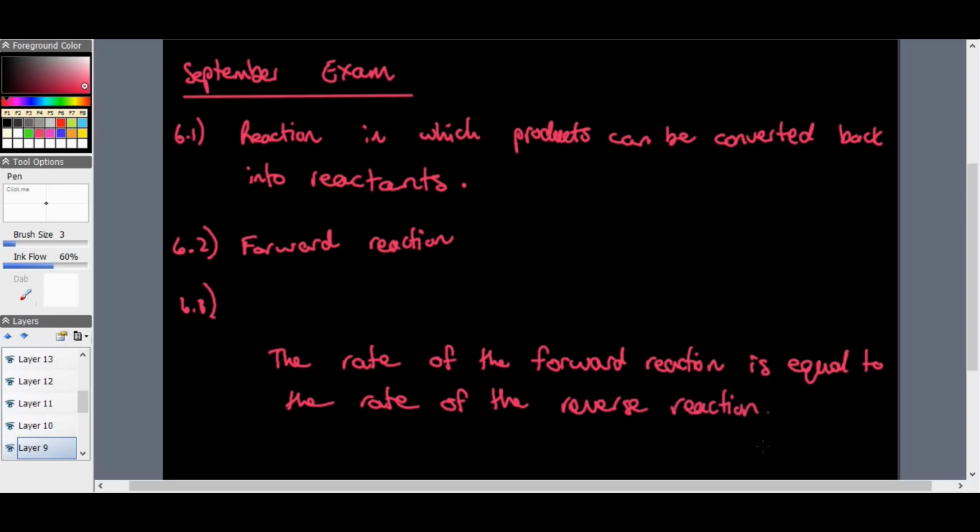Okay, which means the reaction has reached equilibrium. If the reaction has reached equilibrium, that does not mean that the reaction has stopped. Hence, no, it has not stopped. It's just reached an equilibrium point where the rate of the forward reaction is equal to the rate of the reverse. But no, it has not stopped.